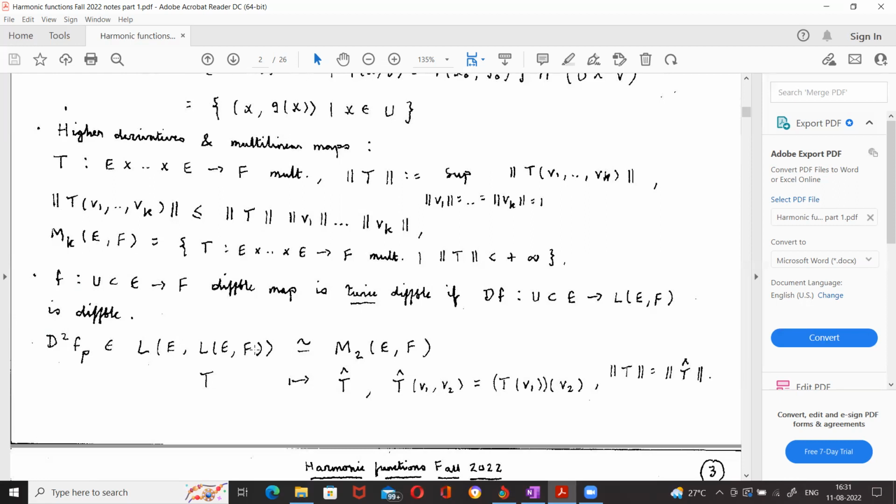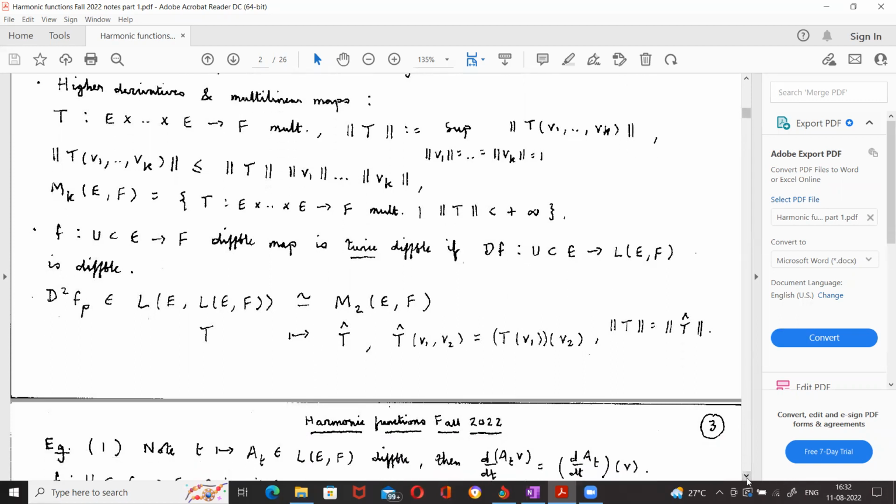This gives me, therefore, a bilinear function of v1 and v2. This is just some abstract nonsense; it's nothing difficult. What we see is that this map, T goes to T hat, is an isomorphism. And in fact, it is an isometric isomorphism, so the operator norm of T will be the same as the norm of T hat as a bilinear map, with the norm which I've defined here. This is easy to see. So this second derivative is naturally identified with a bilinear map from E cross E to F.